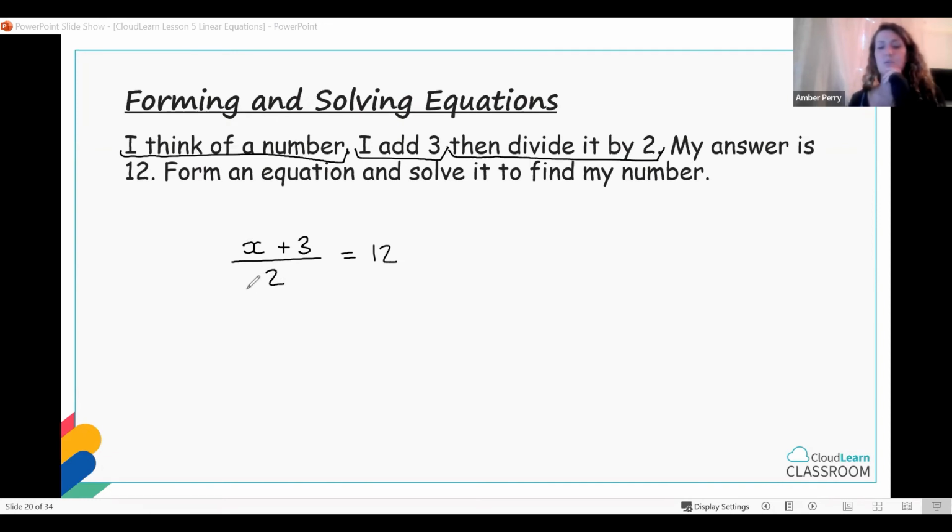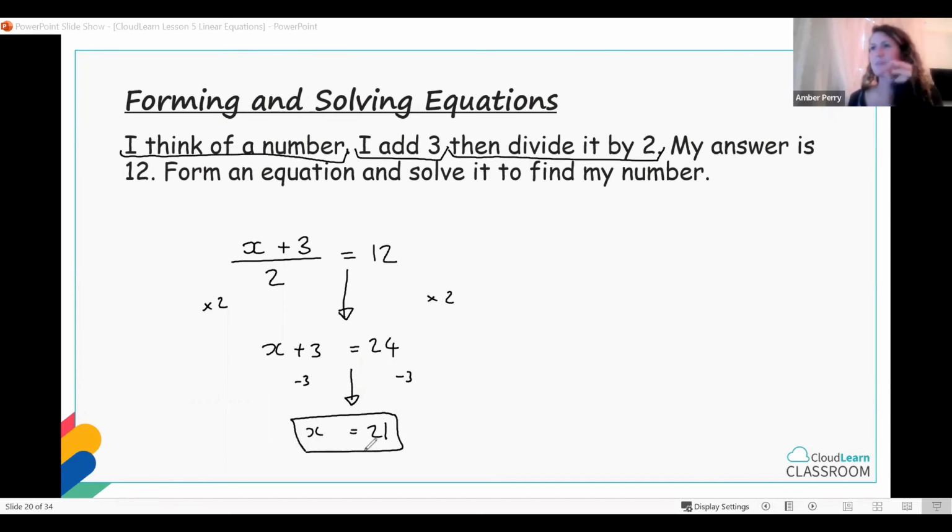So to solve it, we'll do the exact same method that we've just been doing, which is essentially working backwards. We've divided it by 2, so we need to multiply by 2. So we've got X plus 3 is equal to 12 times 2, which is 24. And then we're going to get rid of this plus 3 by subtracting 3. Minus 3 from both sides. X is equal to 21.